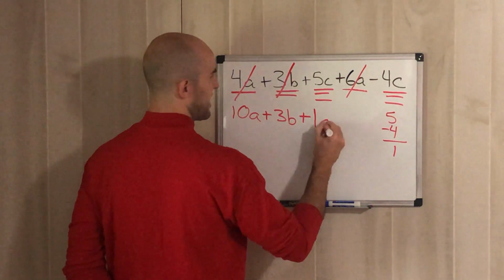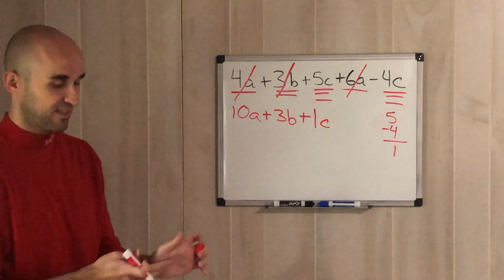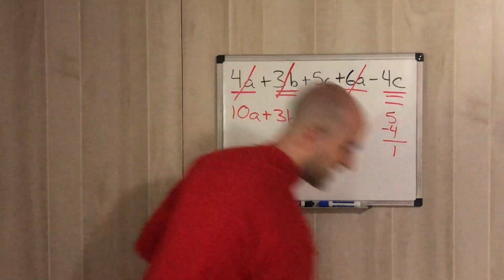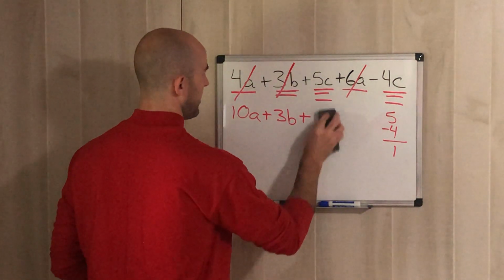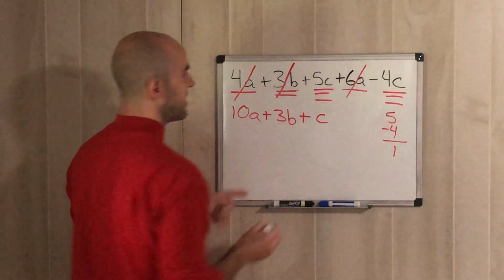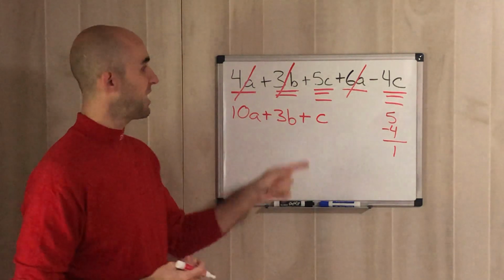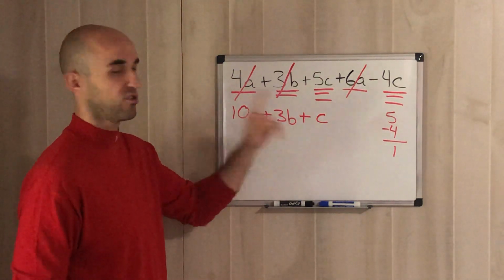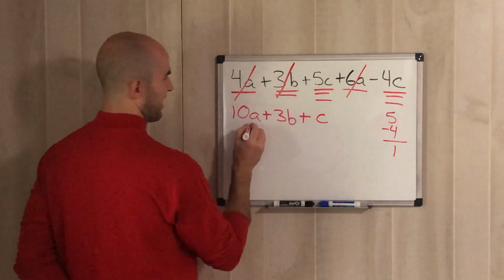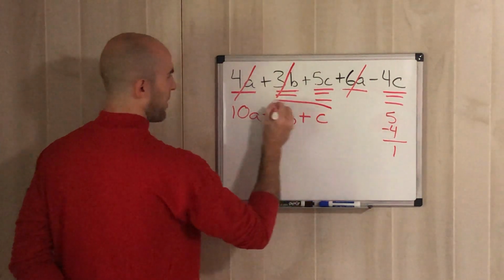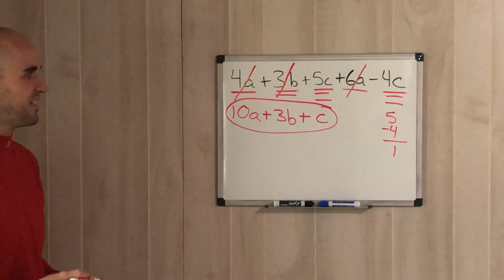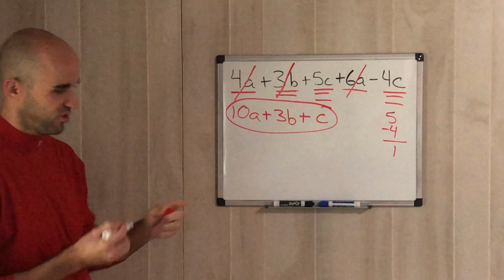So we have 1c. Some people are looking at that and saying it's weird, I don't like writing the 1c. Other people would just write c, right? What I want you to realize is that whether you write 1c or c, it's the exact same thing because in front of every variable, there's always a 1 there. So 5 minus 4 was just 1c. And again, that's a, that's b, that's c. We can't combine them, so we're done. 10a plus 3b plus c. And again, in front of every variable, there's a 1.